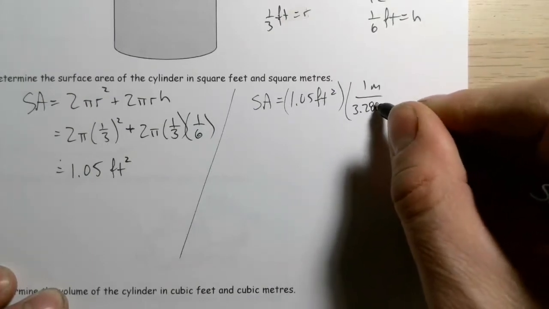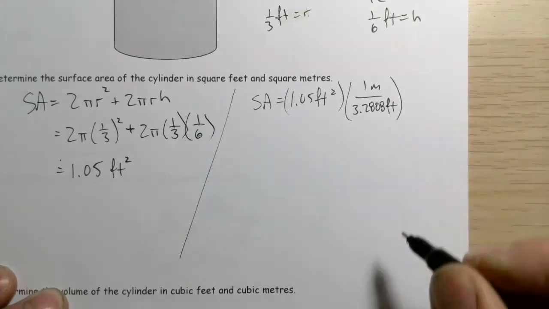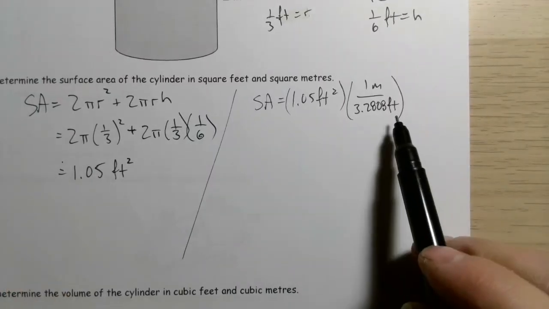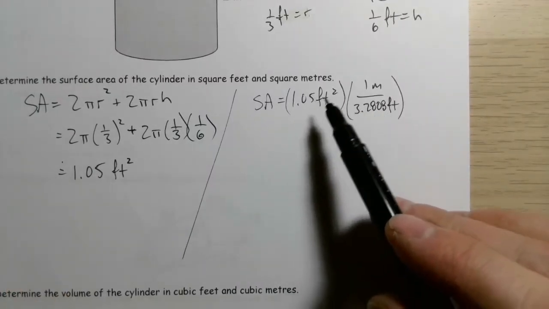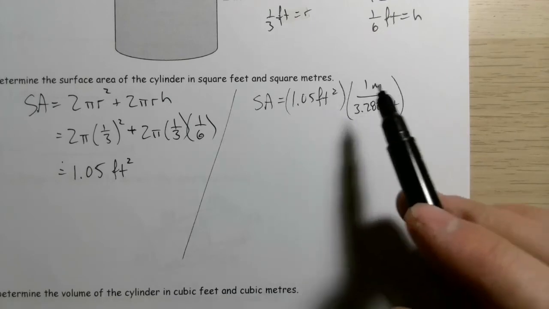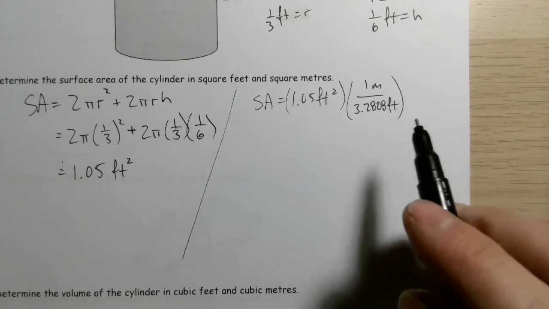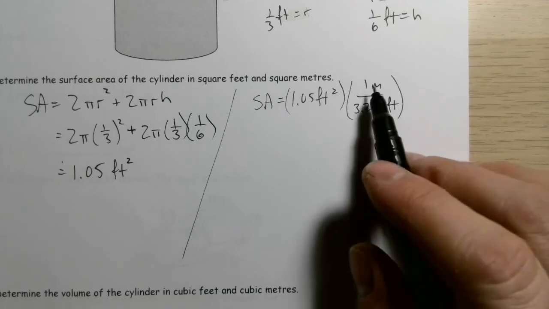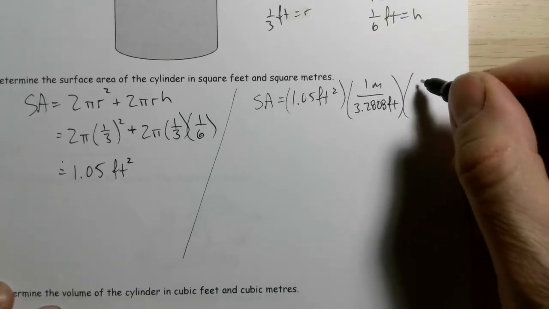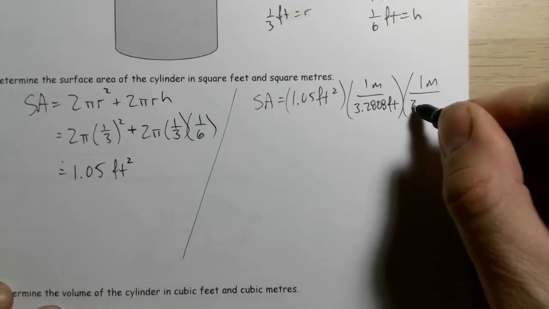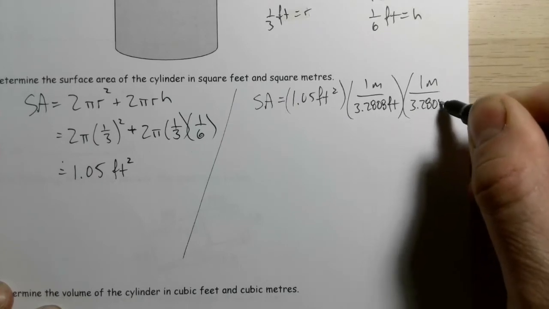3.2808 feet. Now, I put the feet in the denominator because the feet squared here is in the numerator, and I want the units to cancel. But I've only got one of them here. So this is like my length. I've got to have one here for my width. So I'm going to do this twice.